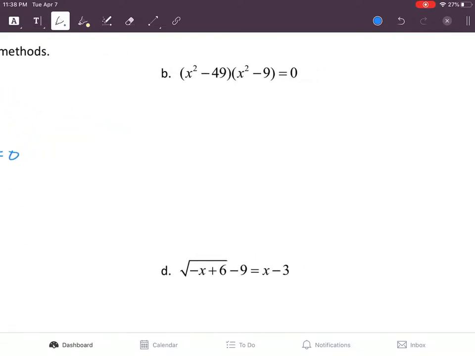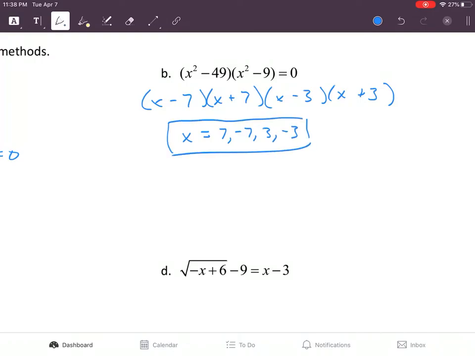For part B, these are both difference of two squares. So two factors that multiply to give you negative 49 and add up to give you 0 are 7 and negative 7. And the factors that multiply to give you negative 9 and add up to 0 are negative 3 and positive 3. If you set them all equal to 0, which I'm not going to write out, and solve them for x, you're going to get 7, negative 7, 3, and negative 3.